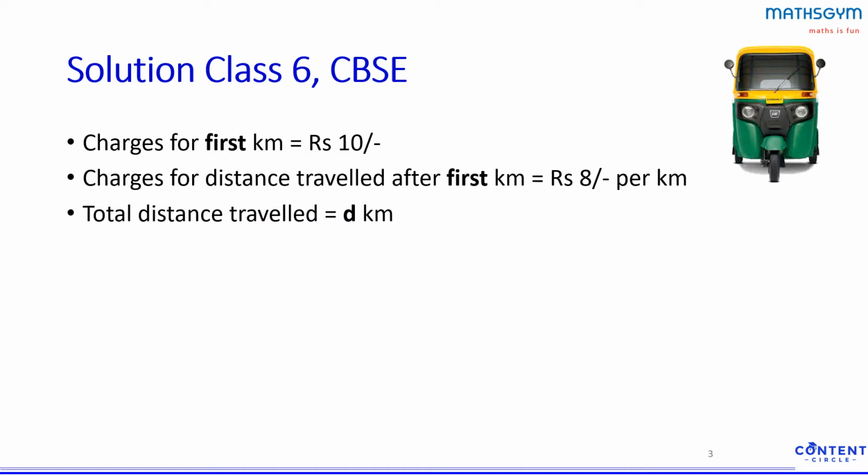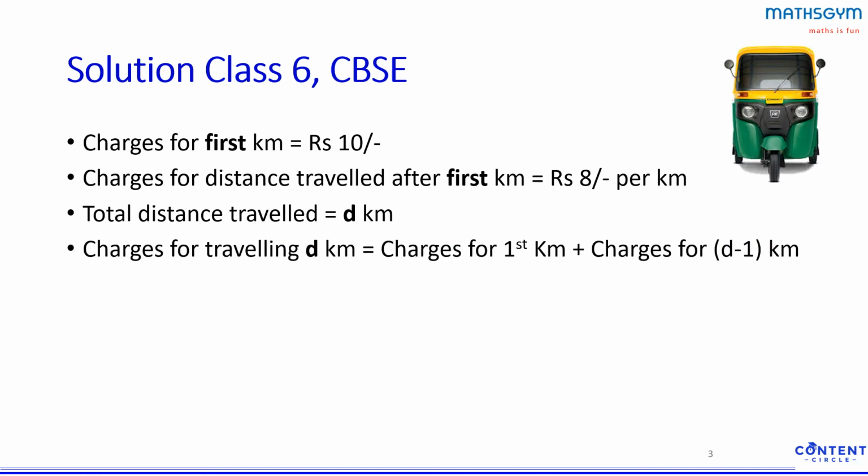Now the question tells you that the total distance which needs to be traveled is d kilometers. d is a variable. Now you have to find out how much you should pay. What is that equation which should tell you how much you should pay for traveling d kilometers?